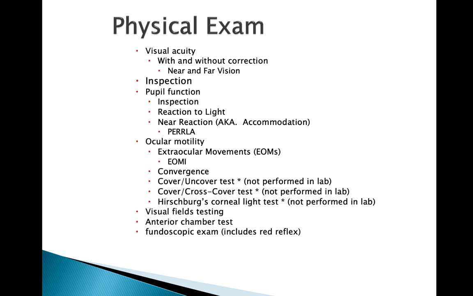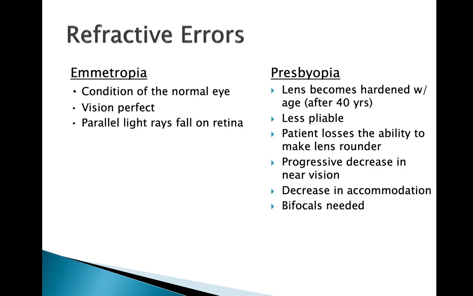You should do a quick visual fields test. You should also do anterior chamber testing. And then finally, fundoscopic exam, which includes the red reflex. And I can't emphasize enough the red reflex, making sure you get a red reflex, especially in a pediatric population, which we'll talk more about when we talk about retinoblastoma. So let's talk a little bit about refractive errors.